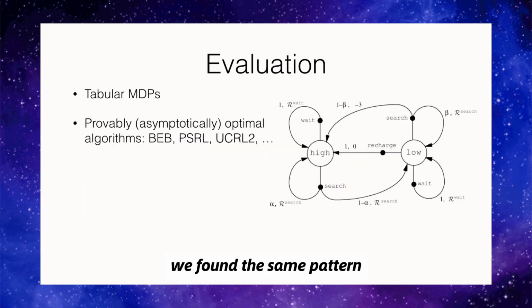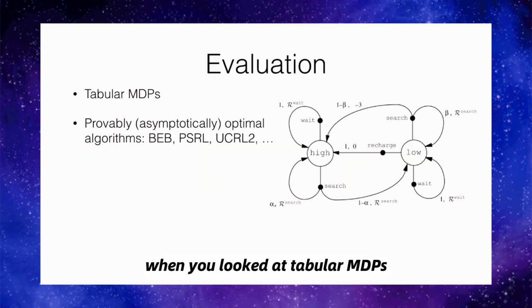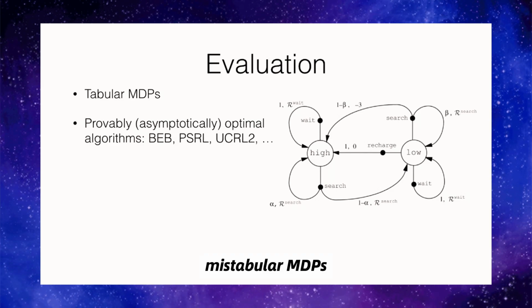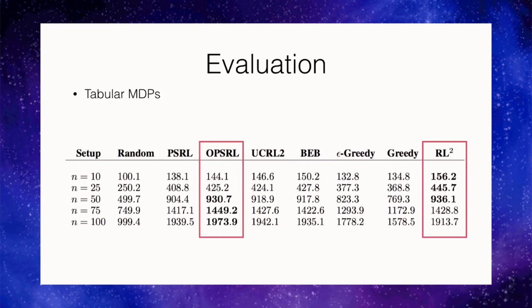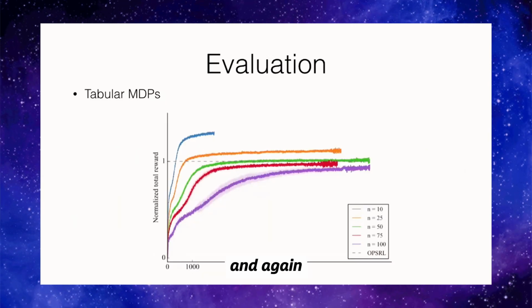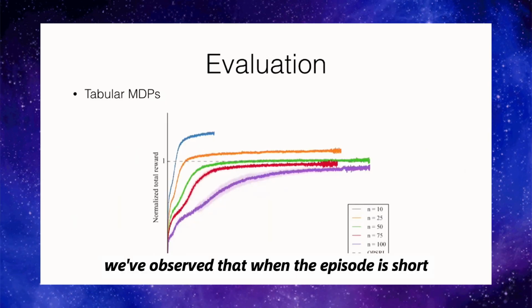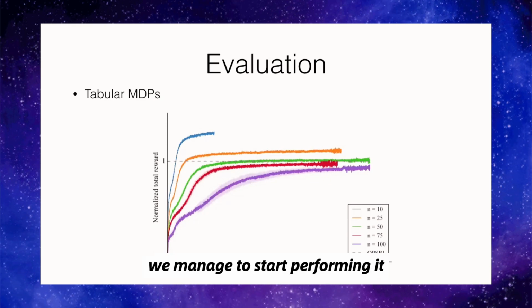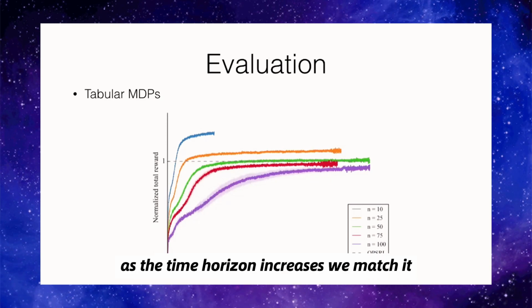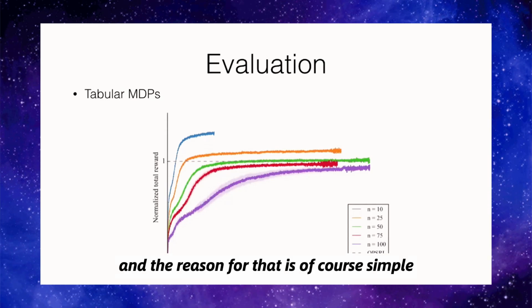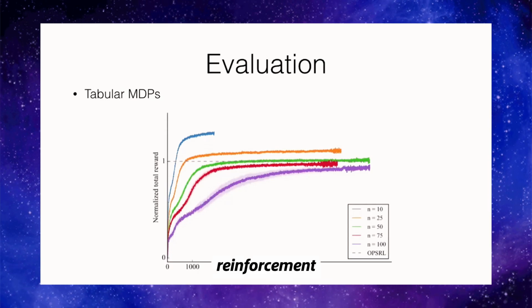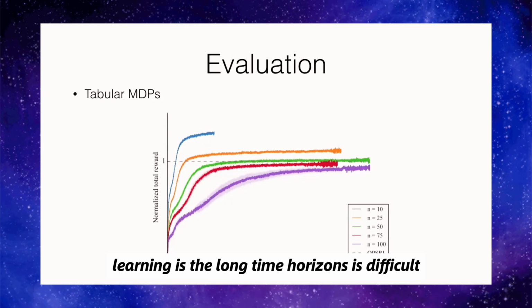We found the same pattern when you looked at tabular MDPs. With tabular MDPs, you also similarly have certain specialized algorithms. And again, we observed that when the episode is short, when the time horizon is short, we manage to outperform it. As the time horizon increases, we match it, and eventually we start doing a little bit worse. And the reason for that is, of course, simple. Reinforcement learning with long time horizons is difficult.